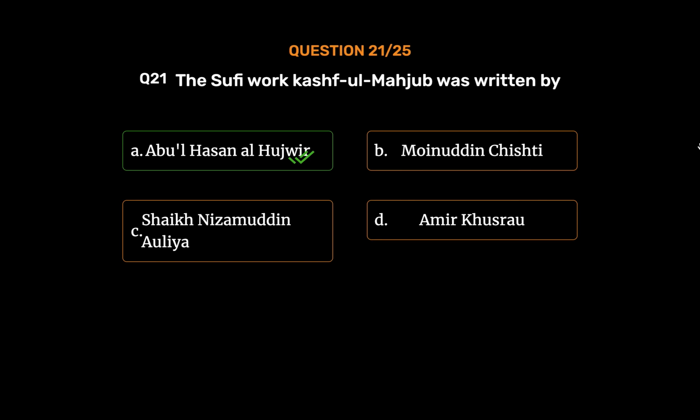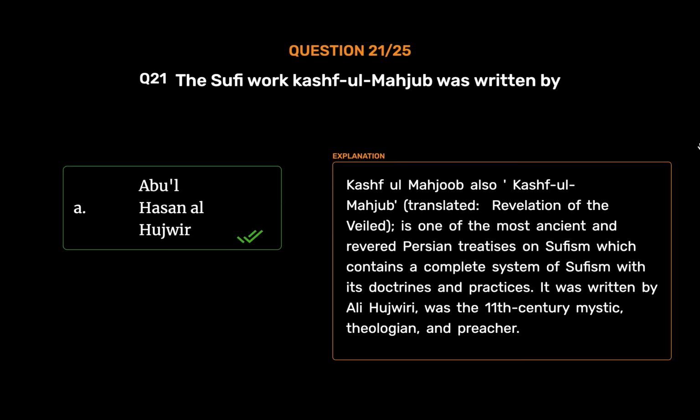Abul Hasan al-Hujwir. Kashf-ul-Mahjub, translated as Revelation of the Veiled, is one of the most ancient and revered Persian treatises on Sufism, which contains a complete system of Sufism with its doctrines and practices. It was written by Ali Hujwiri, an 11th century mystic, theologian, and preacher.